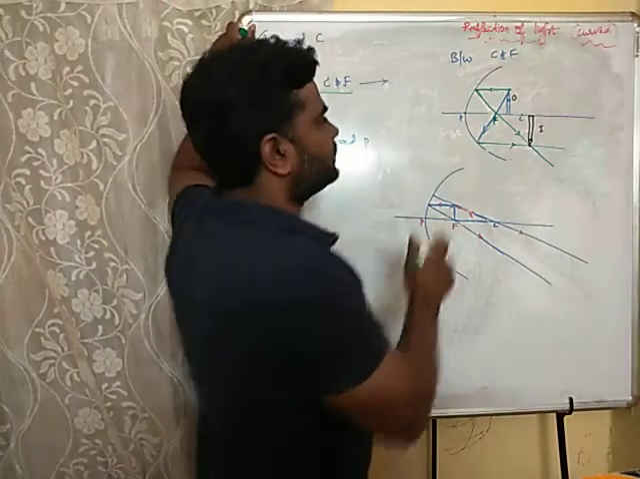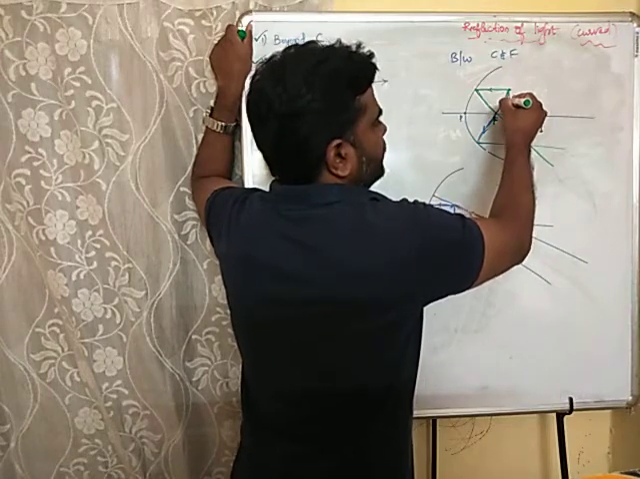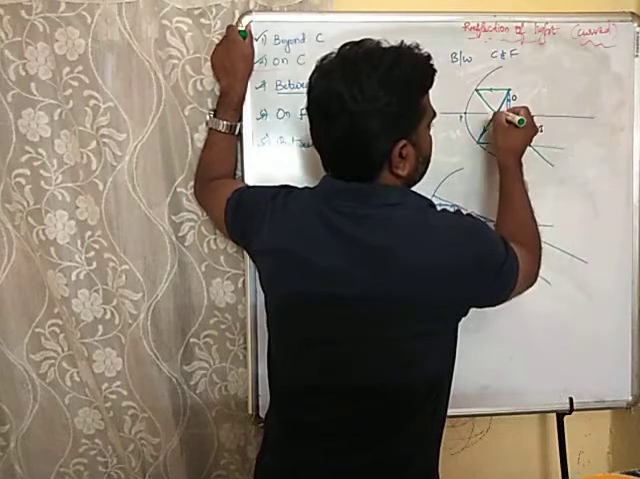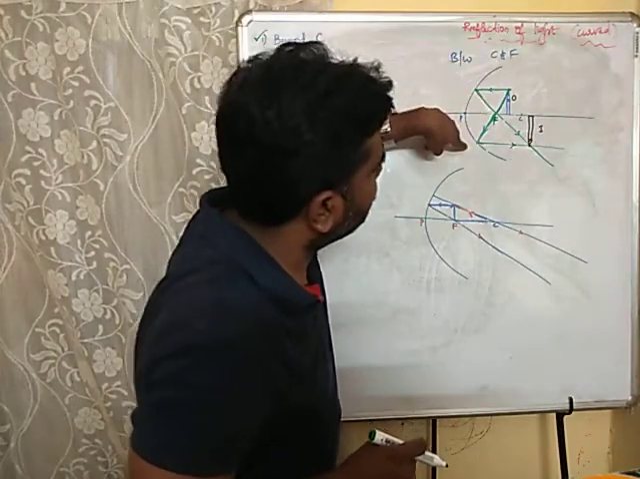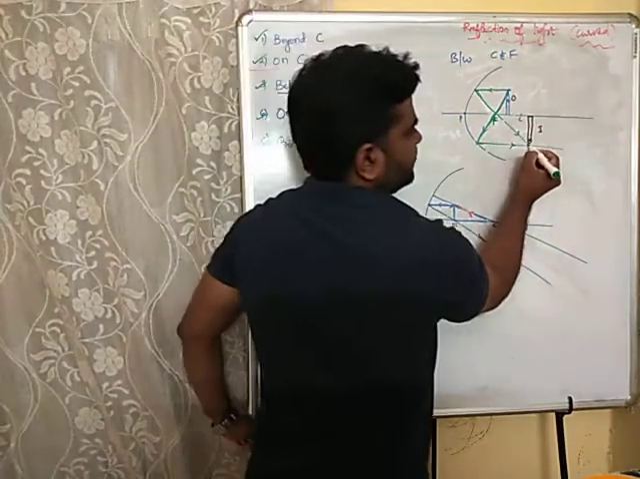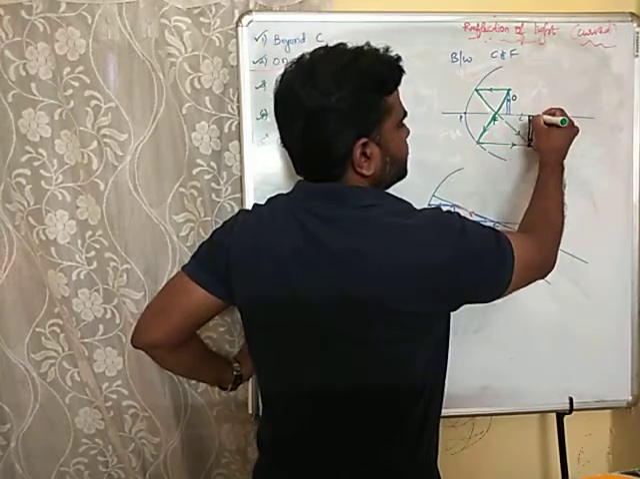Clear? And next one, the second light ray, I am choosing the light ray which is passing through the focus, and it will become parallel. Is it clear? The light ray which is passing through the focus will become parallel to this principal axis. Now you will get an intersecting point here. Okay, and draw a candle diagram like this.